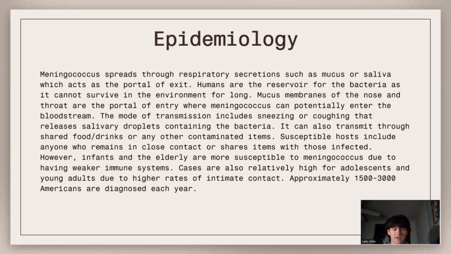Susceptible hosts include anyone who remains in close contact or shares items with those who are infected. However, infants and the elderly are more susceptible to meningococcus due to having weaker immune systems. Cases are also relatively high for adolescents and young adults due to higher rates of intimate contact. Approximately 1,500 to 3,000 Americans are diagnosed each year.